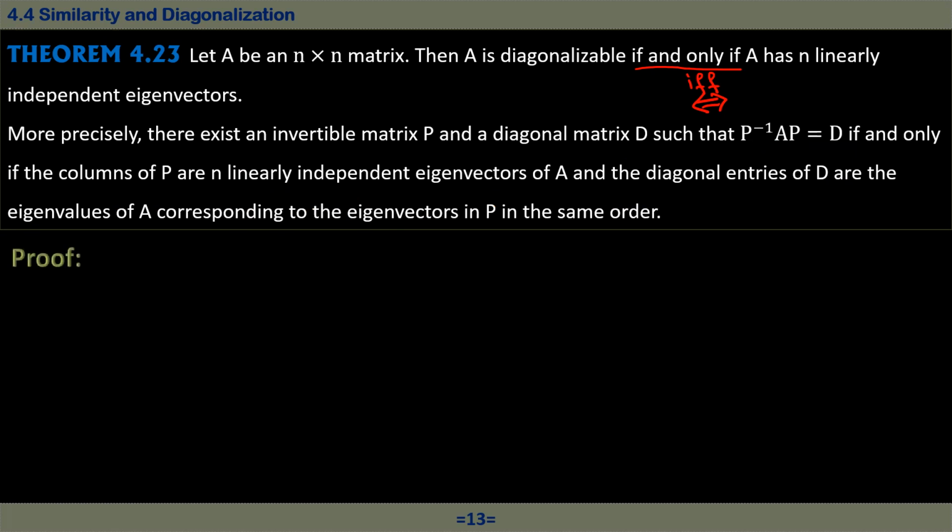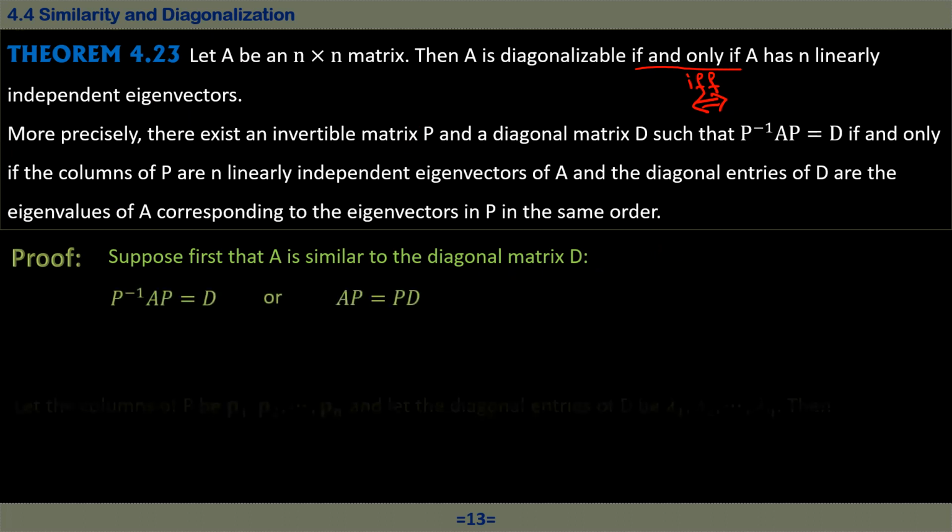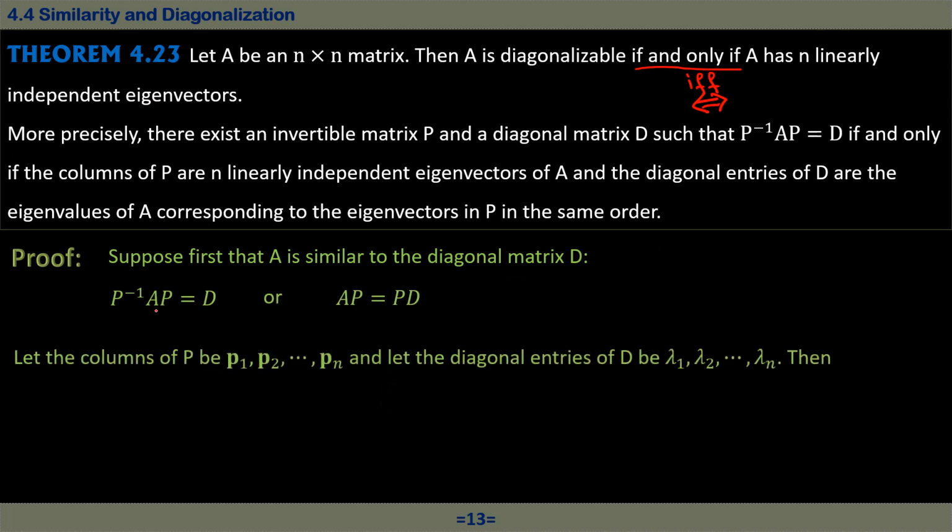Okay, so to prove this, we assume that A is diagonalizable. Now we are going to show that then A has n linearly independent eigenvectors. Suppose first that A is similar to the diagonal matrix D. We know from the definition that A is similar to D if there exists an invertible matrix P where P inverse times A times P is equal to D.